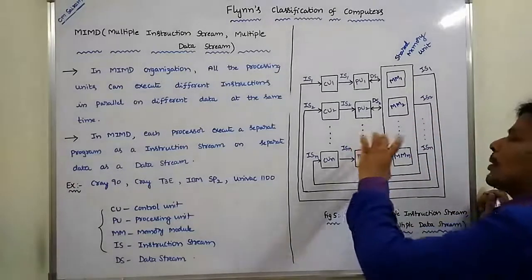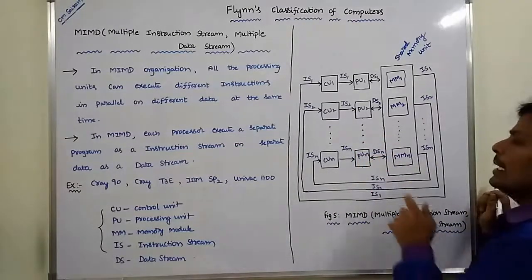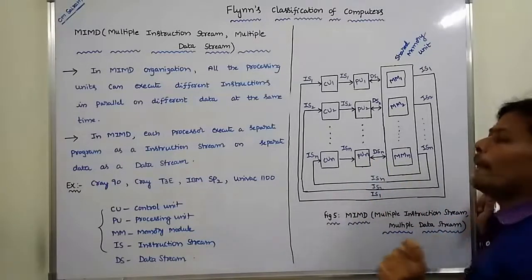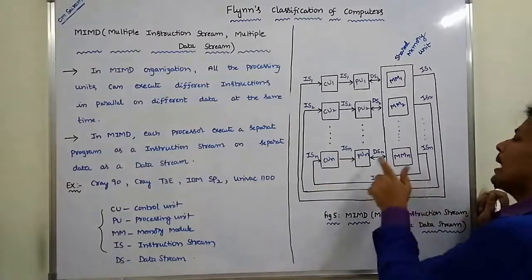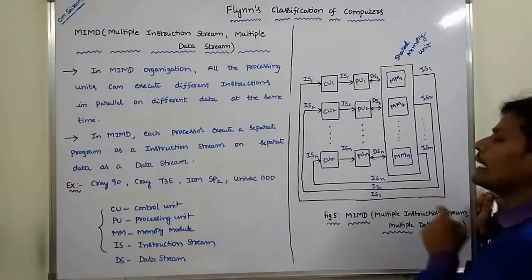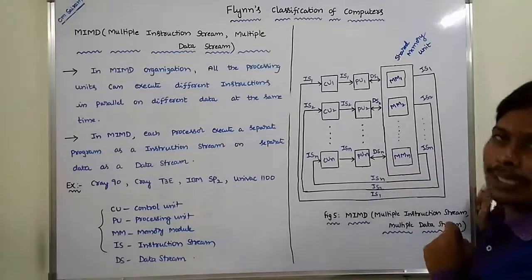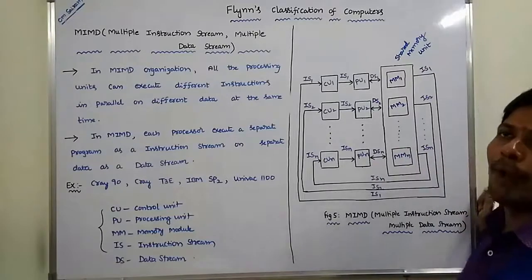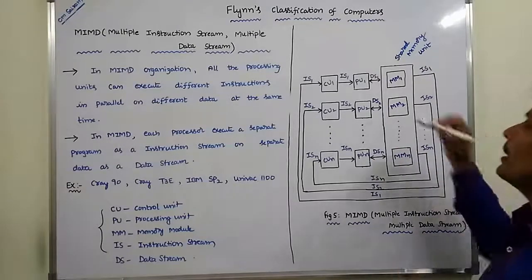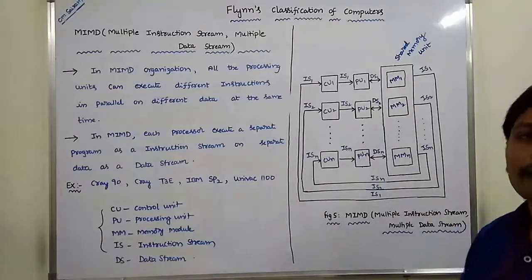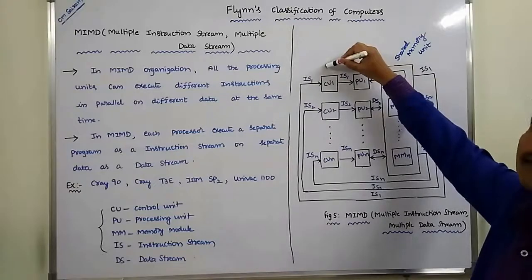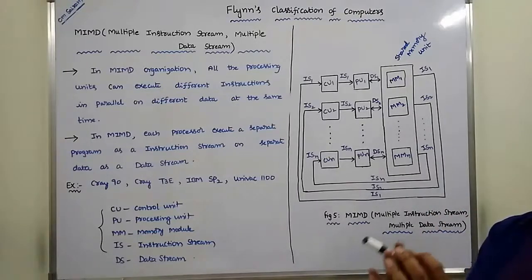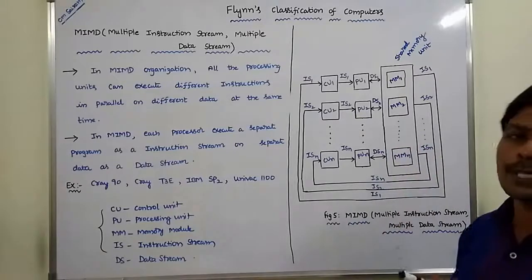Now the next processing unit, suppose processing unit N. This processing unit N can read the instructions from memory module N by control unit N with the data taken from memory module N as a data stream DSN. It executes that instruction and sends the output to memory module N. So here there are n number of control units. These n number of control units can control the n number of processing units. So each and every control unit can control the corresponding processing unit.